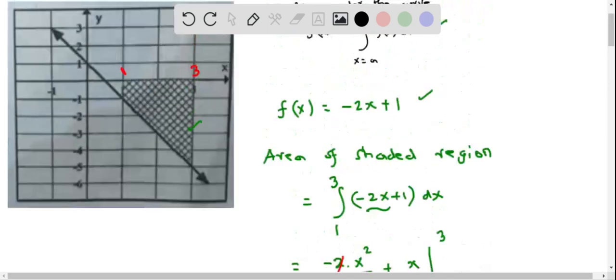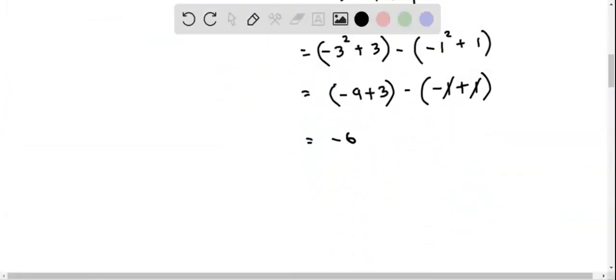But since this is the area, we represent this in terms of the absolute value. So we take the absolute value of negative 6, which is 6. And so therefore the area of this shaded region is 6. We can also put this in units, that is unit square.